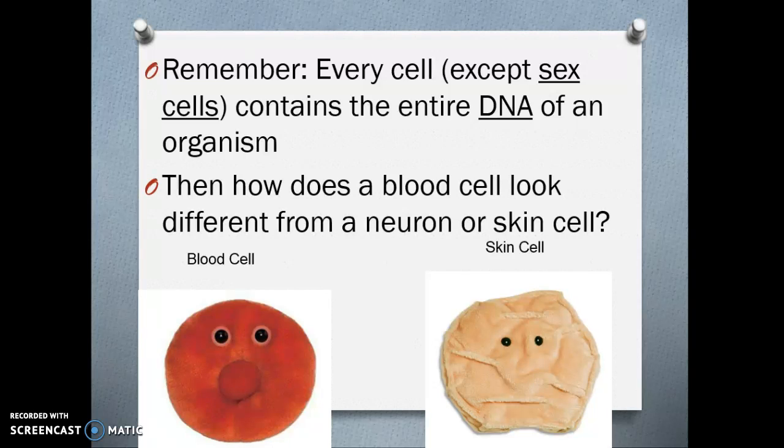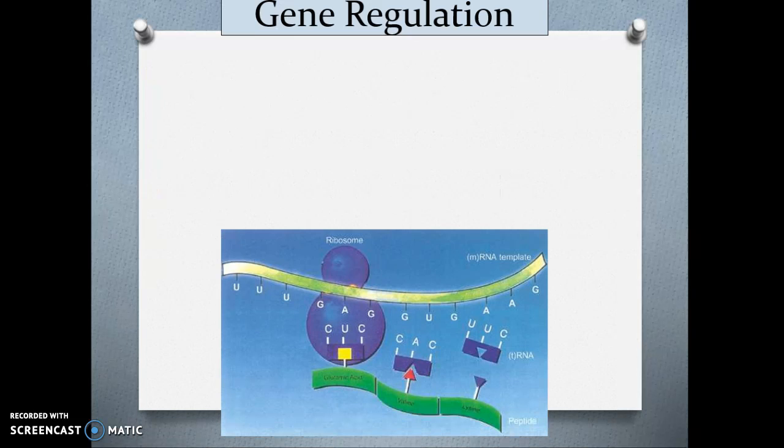Then it goes down to this question. Well, then how does a blood cell look and act different from a neuron or a skin cell? If they all have the same chemical makeup, how are they doing different things? How are they performing different jobs? And that goes into gene regulation. The regulation of genes, duh. But let's look at what this means.